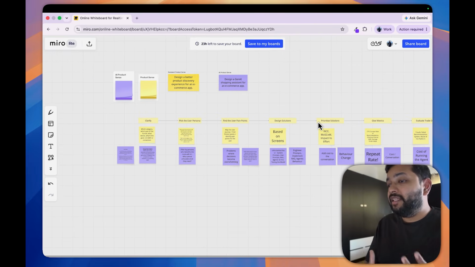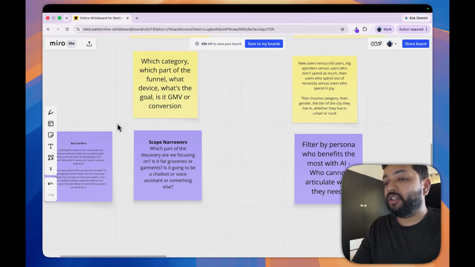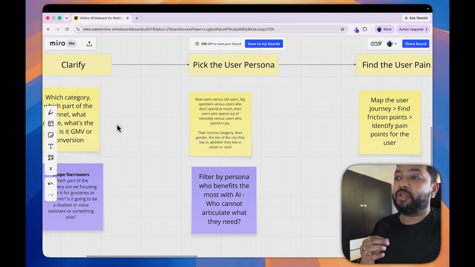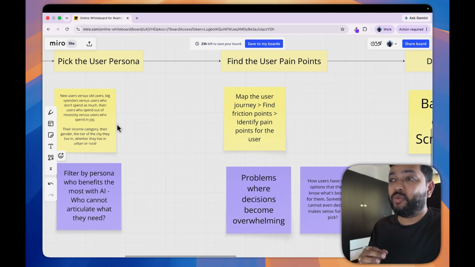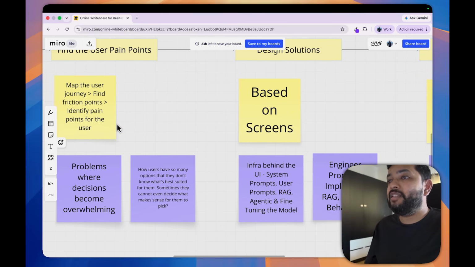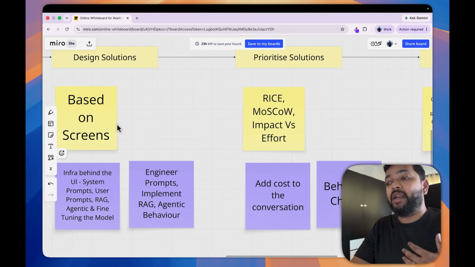But essentially, this is how your landscape looks, right? You begin with clarification questions. You add scope narrowers and role clarifiers in AI. Then in user persona, you try to find the persona that AI can benefit the most. Then in pain points, you figure out places where decisions are overwhelming and AI can take the call of improving those decisions. Then when you design those solutions, instead of looking at screens, you pick a standard AI interaction template like a chat or a voice and talk about the system prompts, the user prompts, RAG. Do you need fine tuning? If there is an agentic behavior required, if there is an MCP integration required, and all of that.